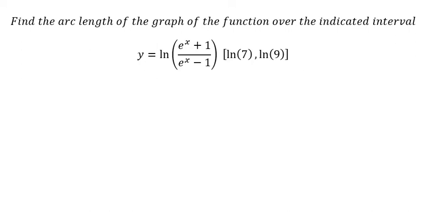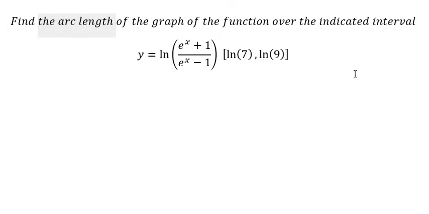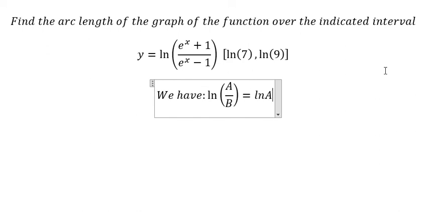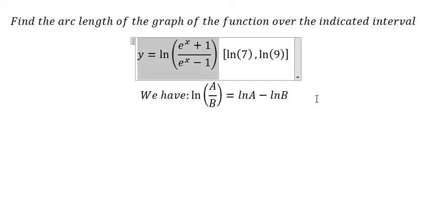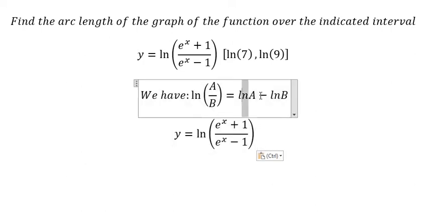The topic today is about the arc length. So now I want to show you how to answer. So we have the formula in here. ln of A over B equals ln A minus ln B. Now we need to transform this one into this one.